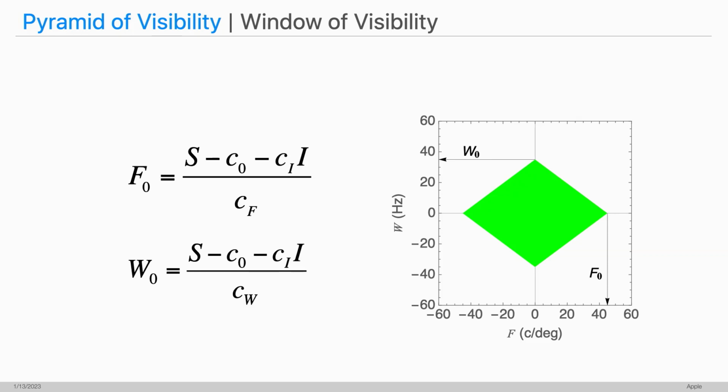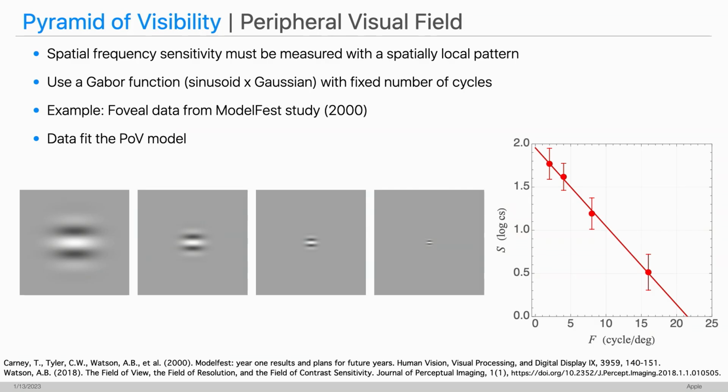But to measure how things vary with respect to position in the visual field, we need a local signal. And so what we do is we use these Gabor functions, which are nice local bursts of frequency. And we're actually using Gabor functions in which the number of cycles is constant. So as you go to higher frequencies, the total area of the function becomes smaller.